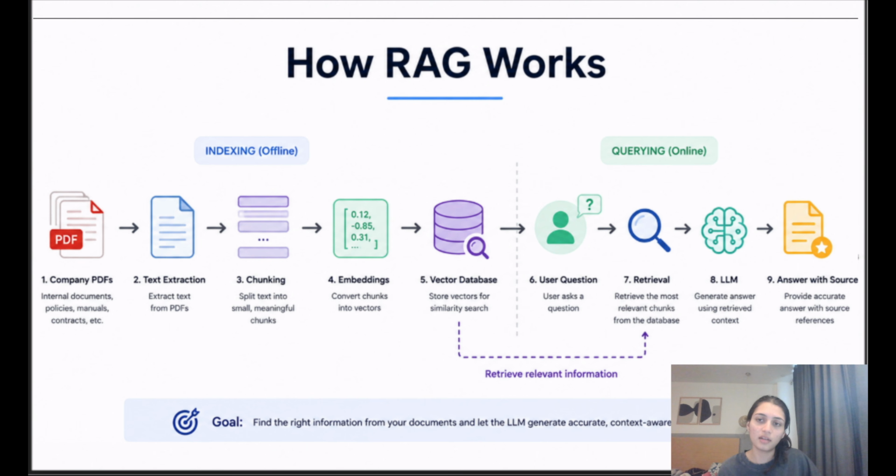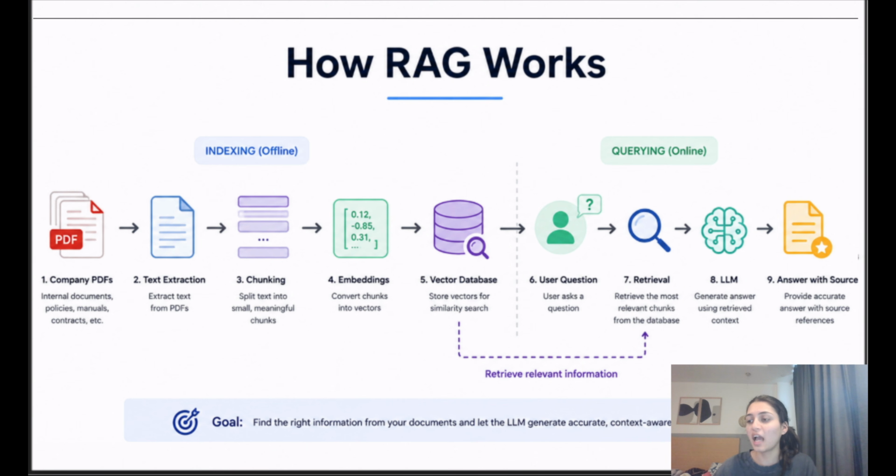Now comes the second part, that is querying. The user asks a question. A very important thing: the user question is also converted into an embedding. Then comes the next step, retrieval. It compares the user embedding with the vector database embeddings, and retrieves the most relevant chunks from the database. Those chunks are forwarded to the LLM, which generates an answer using the retrieved context, and finally you get your answer with your cited source. So this is the functioning of RAG.